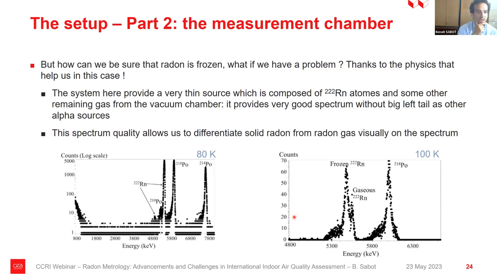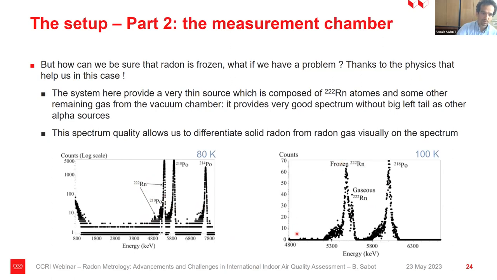And you can have a very nice and very good resolution spectrum without a long tail on the alpha spectrum. What you can see on these two pictures, on the left, is the spectrum of radon, frozen radon at 80 Kelvin on the cold finger, where you can find the main peak of radon and also the small peak at 0.07% intensity emission of radon 222, and also the decay product.